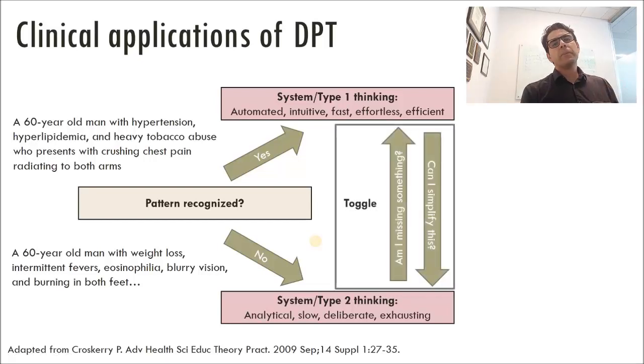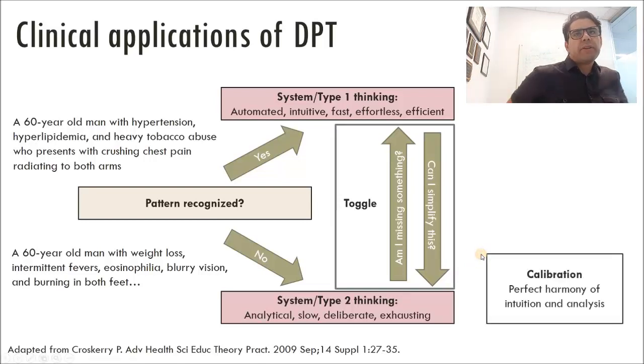Now, the reality is in clinical practice, we're probably often jumping between these two. So even if you get a very straightforward case of an acute myocardial infarction, you might have system 2 kick in and say, hold on a second, am I missing something? Particularly if you're an interventional cardiologist, you might think, hold on, maybe there's something amiss here before I just wheel them away to the cath lab. Some people call that a toggle function. Croskerry calls it a toggle function, the part of your brain that switches back and forth between system 1 and system 2.